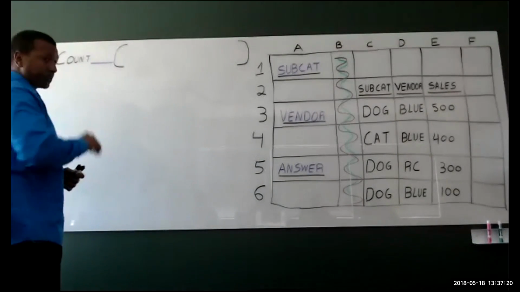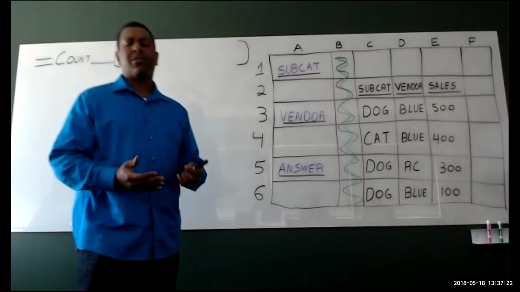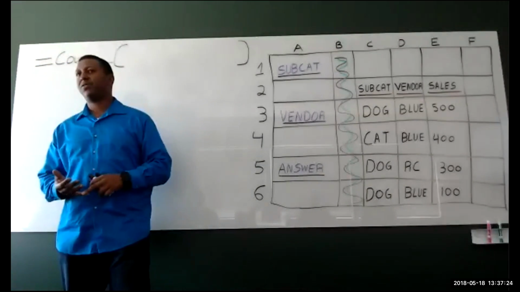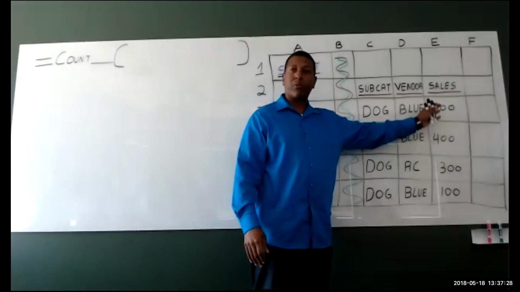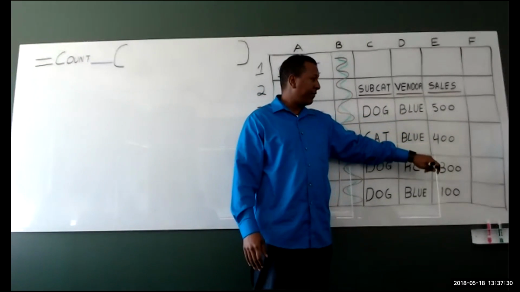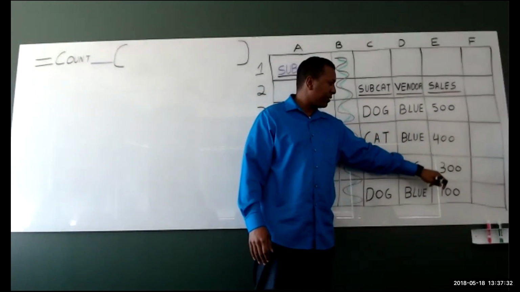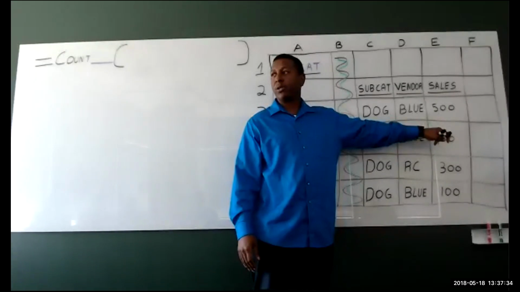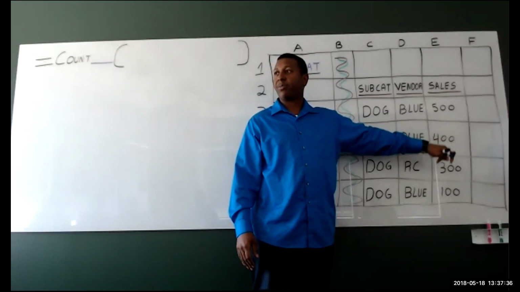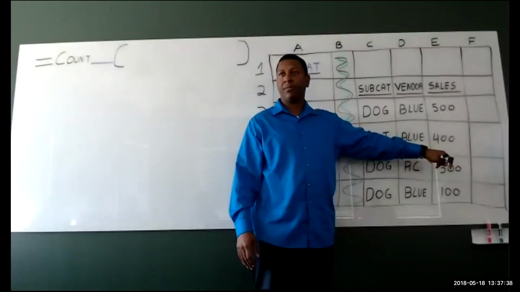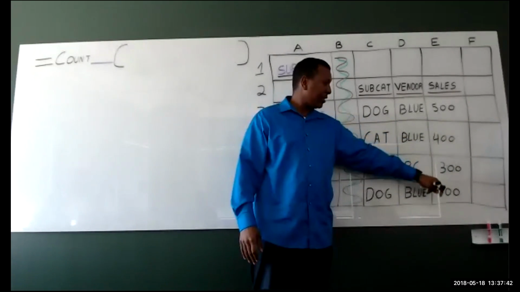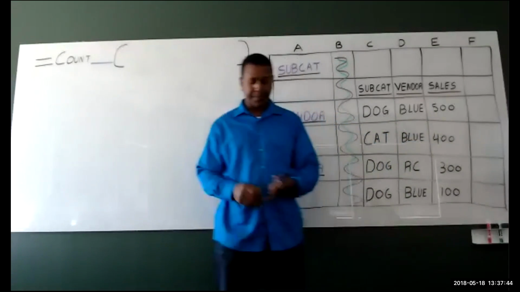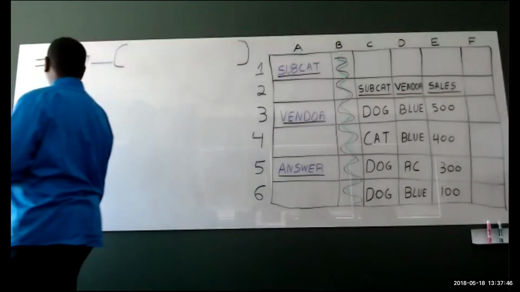So the count formula. The count formula is just a basic formula that allows you to count the number of numbers within a range that you select. If there were words within these boxes, the count formula would not count them. If it was blank, the count formula would not count them. It will only count the numbers within this range of cells, okay? And it's really simple, this count formula.